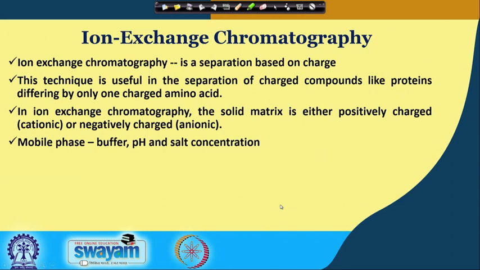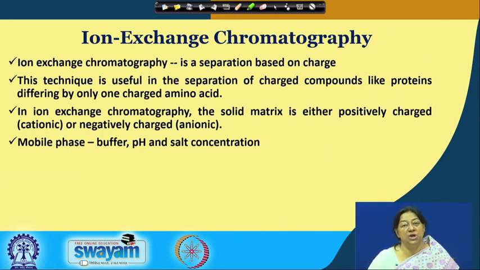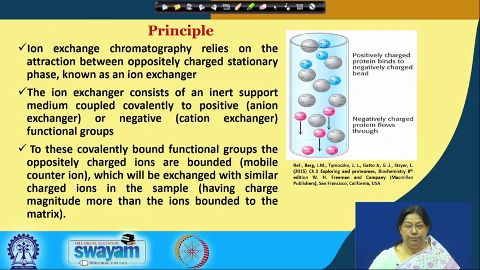In ion exchange chromatography, it is a separation based on the charge of the protein. It is useful in the separation of charged compounds. For example, if we have proteins of similar mass, it is difficult to isolate them using gel filtration chromatography. So, we have to exploit the charge on the protein for their separation. In this case, the solid matrix, our network, is either positively charged or negatively charged, and the mobile phase is the buffer. It has a specific pH and a specific concentration for the elution of our particular protein.